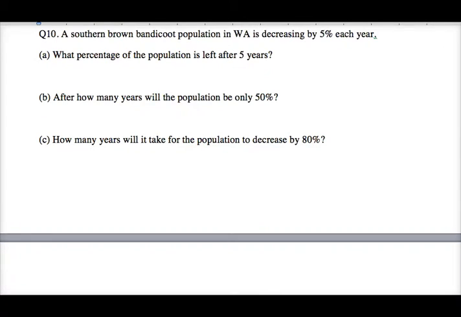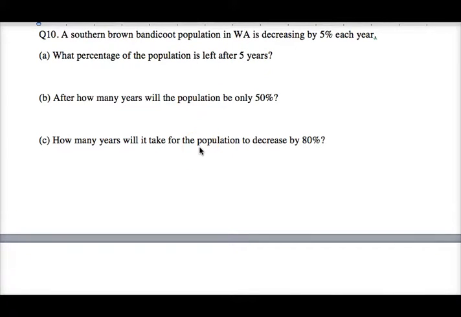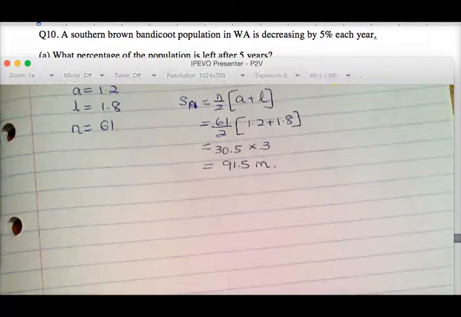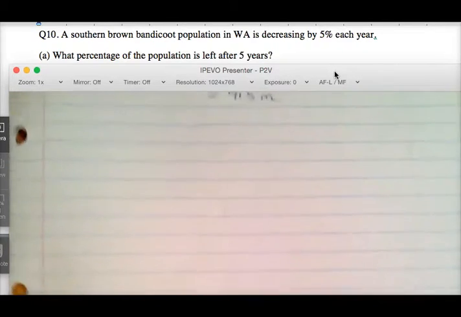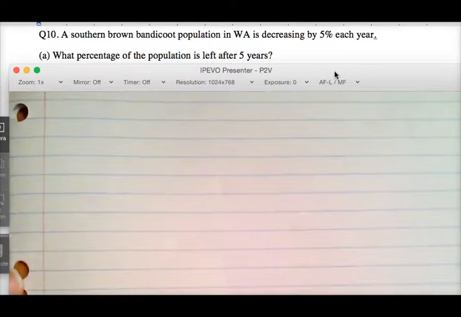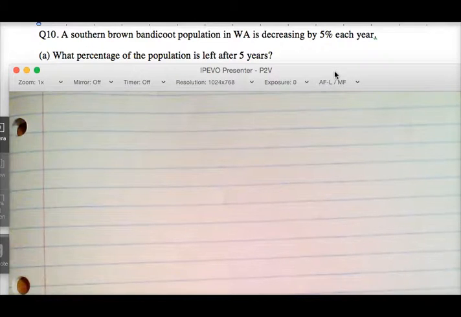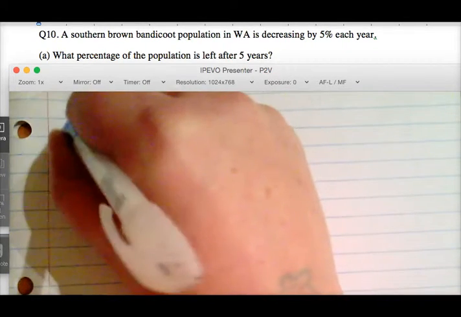At question 10 in exercise 8.9, it says a southern brown bandicoot population in Western Australia is decreasing by 5% each year. And the question is, what percentage of the population is left after 5 years? Okay, now with this question, you're going to have to come up with a starting amount. You can call it X, or you can call it 100, or whatever you like. I'd probably use 100 if you want, okay? So you can do it a few different ways. We can try it a couple of different ways.